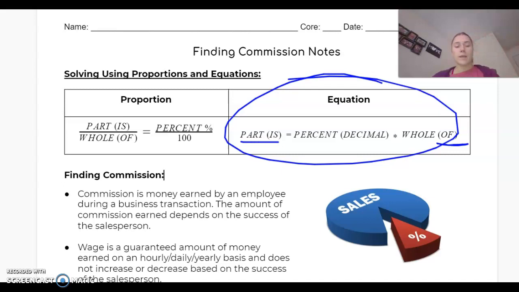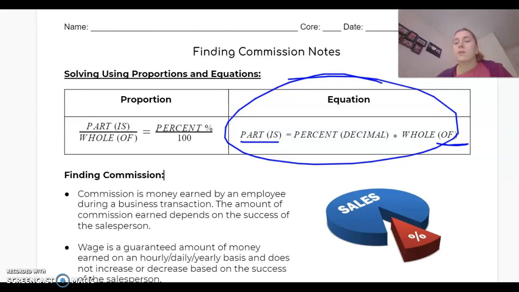And wages are the guaranteed amount of money that you're making. You can make that hourly, daily, yearly, depending on the policies at your work. Your wage does not increase or decrease based on your success of how much you're selling. Like minimum wage, you might know of some part-time jobs that you might have in your future while you're in school. Minimum wage, so you're making that $8 an hour regardless of how much you're selling.